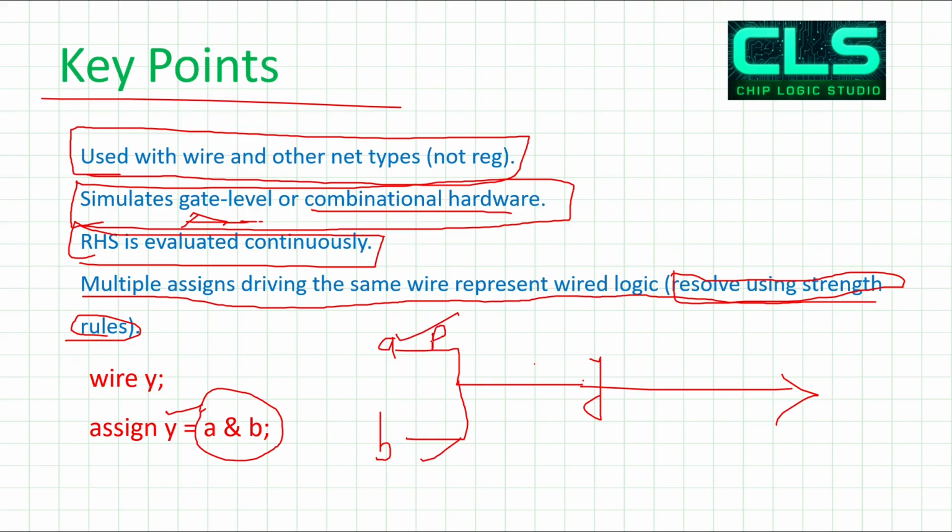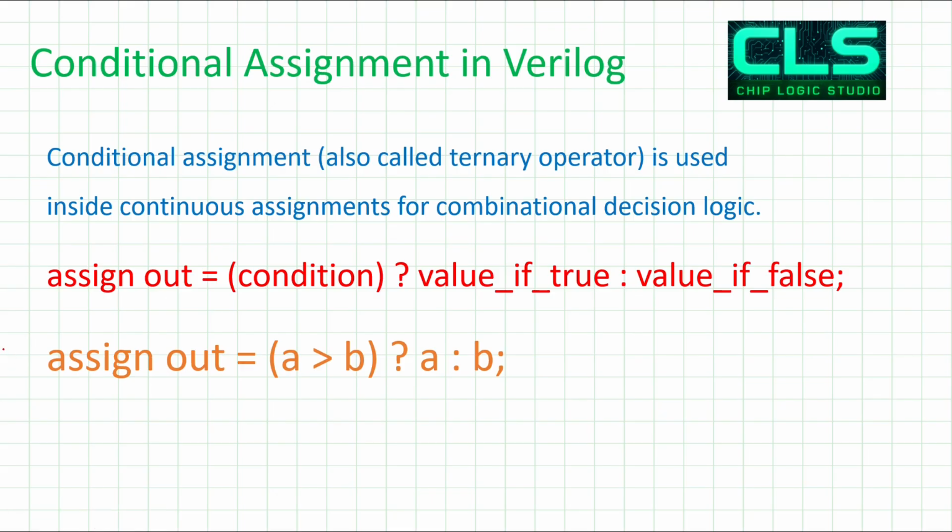For example, if there is some pull type of strength, pull 1 and strong 0, and similarly here is our strong 1, and if the 1 comes, its strength is more, so here 1 will be evaluated. Either here it will be 0 or 1, it doesn't care because this is our strong 1. Something similar is there, but the main thing is that depending on the strength value, the wire output will be determined if multiple inputs are there for a wire assign statement.